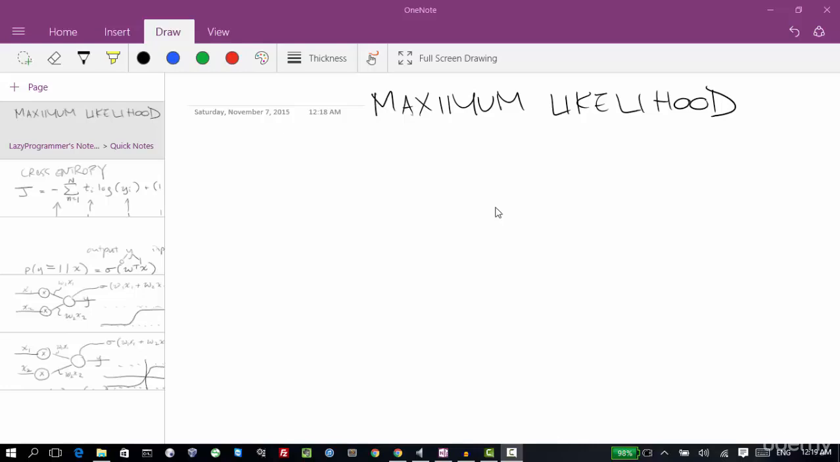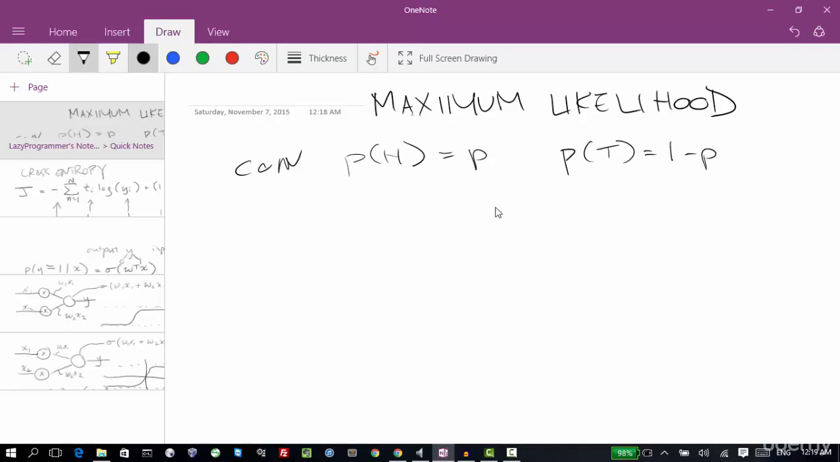As a lead-in to the logistic problem, we're going to talk about how to calculate the likelihood for a biased coin. So we have a coin which has a probability of heads equal to P, which is unknown, and the probability of tails is, of course, 1 minus P. So we're going to do an experiment to help us determine P.